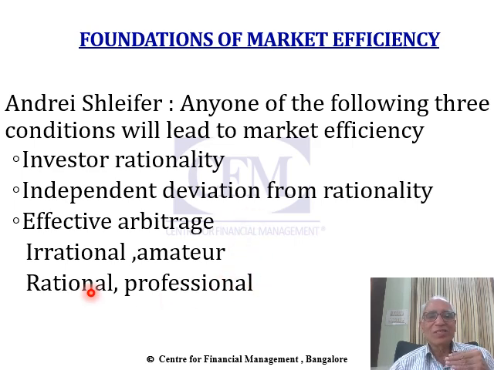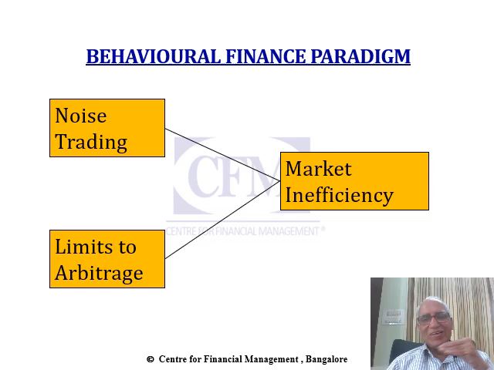Through their action, they will ensure that prices come back to levels which are more rational and reasonable. The rational finance model argues that the market is efficient. Proponents of behavioral finance, however, challenge this assumption. According to them, the noise trading resorted to by irrational amateur investors is not adequately countered by arbitrageurs.